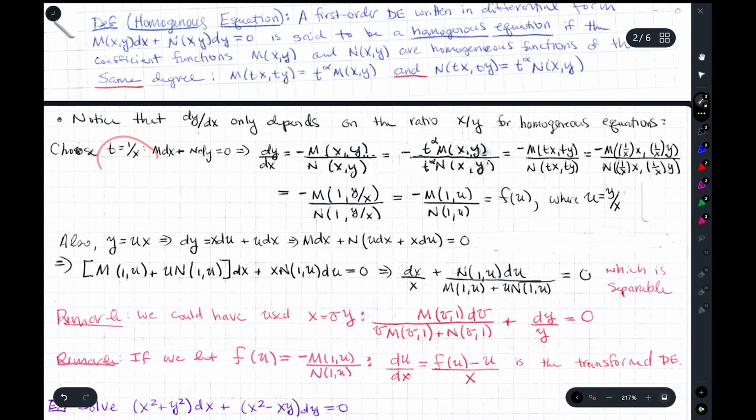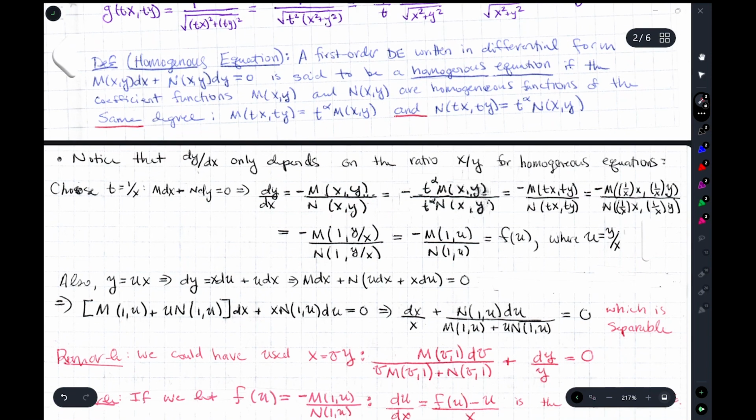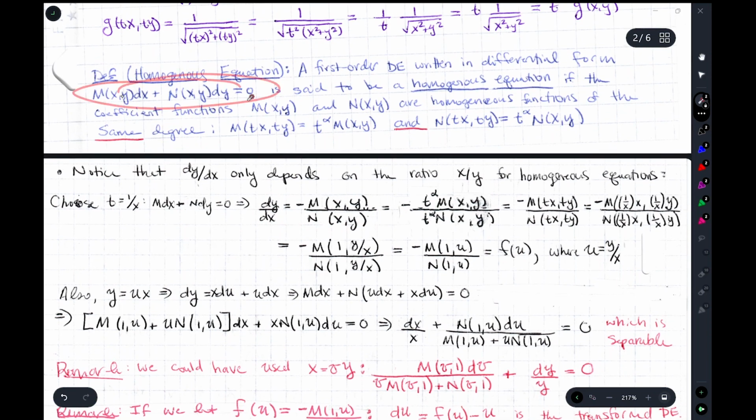And we could see that. So if we choose t is equal to 1 over x, well, in general, we have dy/dx is equal to, so if we just rewrite this homogeneous equation, if we just move things to the other side, we'll get a negative M over N. And we multiply by 1, and 1 is also equal to t to the alpha over t to the alpha, right? So you could cancel that, that's 1. So that's how I inserted that in there.